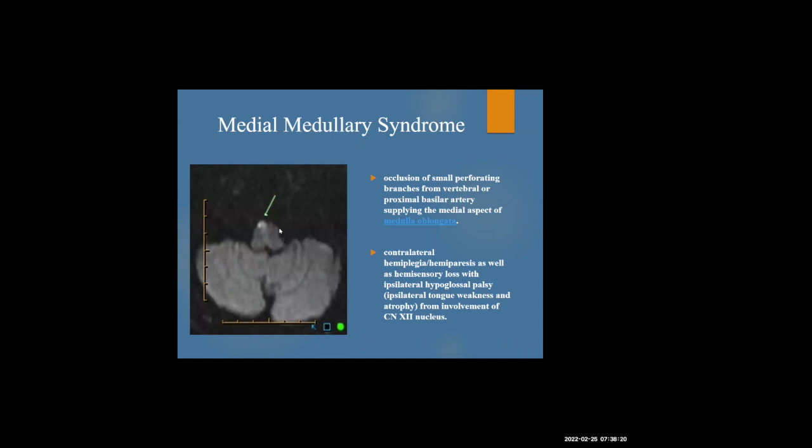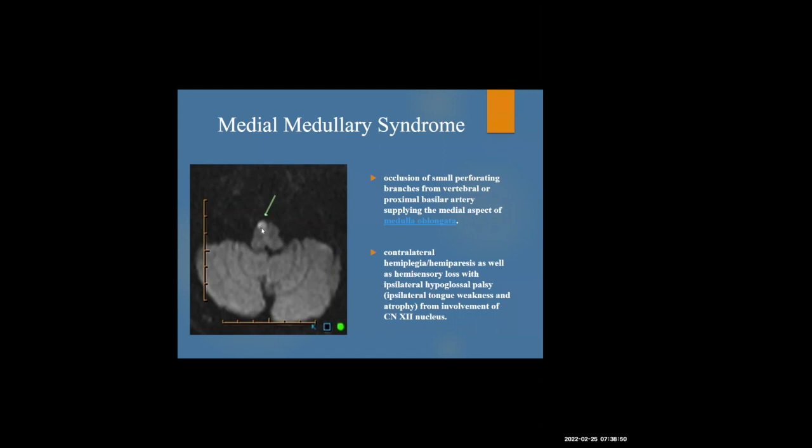In comparison, this is an example of the so-called medial medullary syndrome, and I like to throw this one in there. This is a stroke that involves the ventral surface of the medulla. Now, this is not PICA territory. This is not where PICA supplies. This is actually an occlusion of small perforator branches that come off the vertebral artery or the proximal basilar artery, and they supply the medial aspect of your medulla.